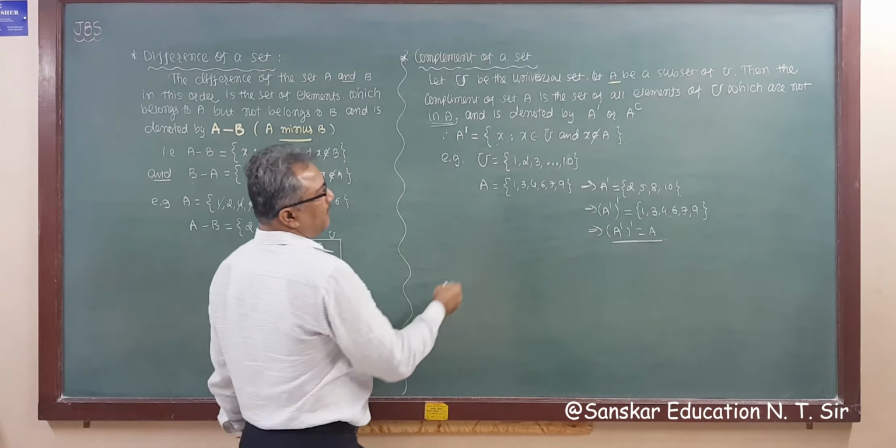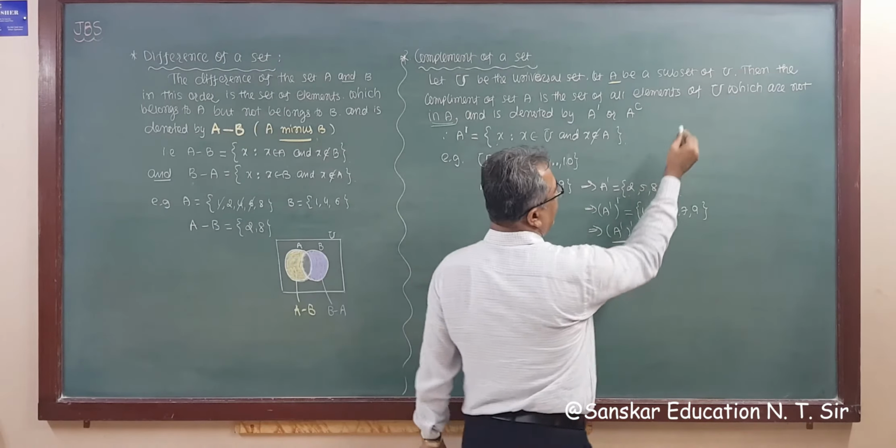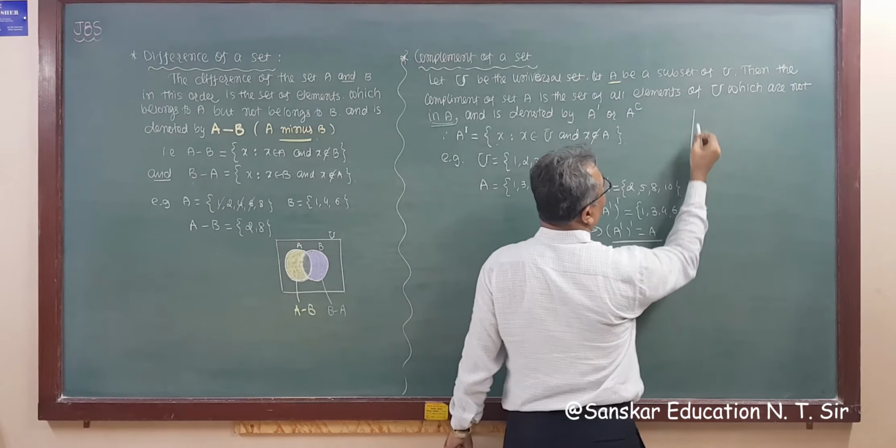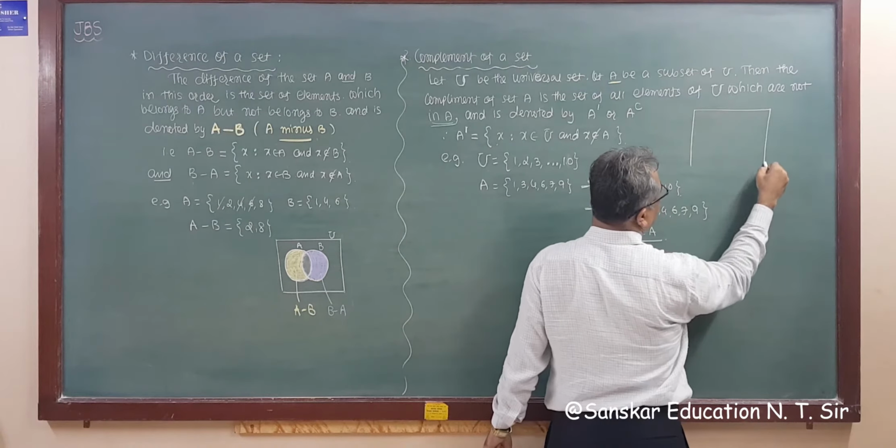Now suppose we represent this by a Venn diagram, then the Venn diagram for complement is like this.